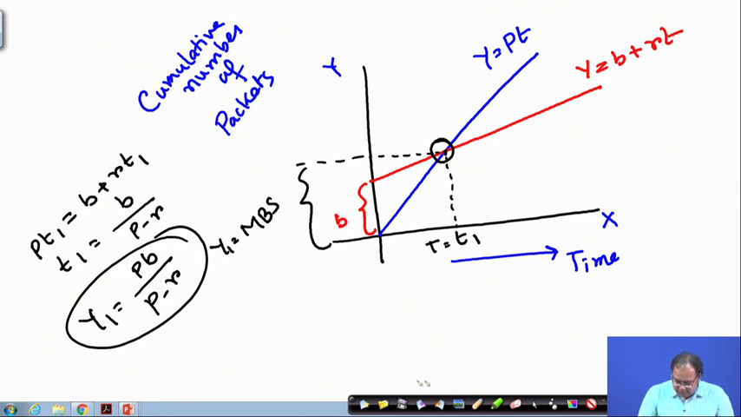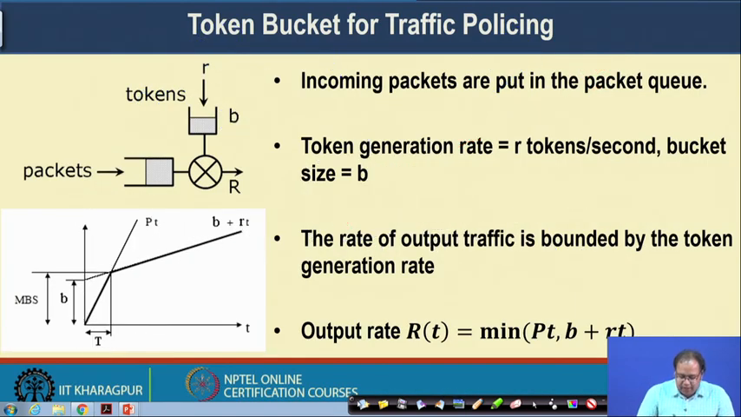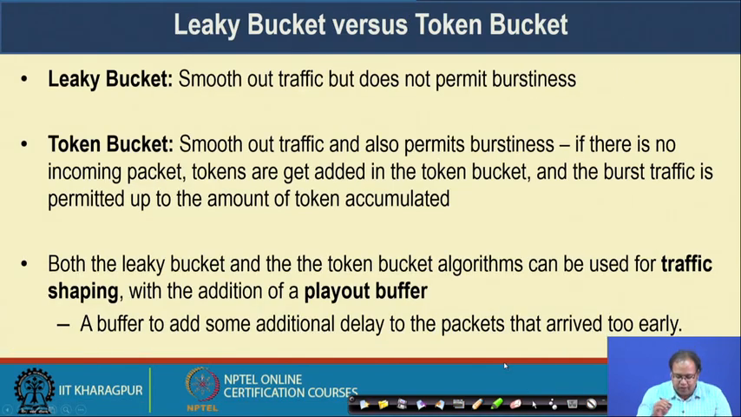So, with this estimation, let us go back to our discussion. This kind of token bucket algorithm, in contrast to leaky bucket, supports burstiness. So here is the difference between the leaky bucket versus token bucket algorithm. The leaky bucket algorithm smooths out traffic, but it doesn't permit burstiness, whereas token bucket smooths out traffic and also permits burstiness. If there is no incoming packet, tokens get added to the token bucket and burst traffic is permitted up to the amount of tokens that has been accumulated.